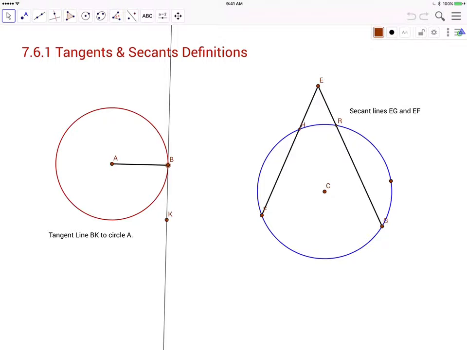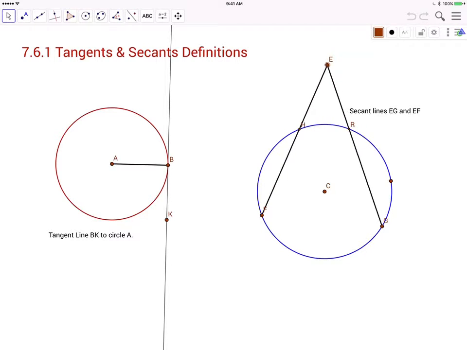A secant line always comes from outside. These are two secant lines that happen to intersect at point E. They do not have to do that, but we will be spending a good deal of time talking about how to find the angle at E, and so it makes sense to talk about two secants that come from the same point outside of the circle, and then they intersect the circle in two places.